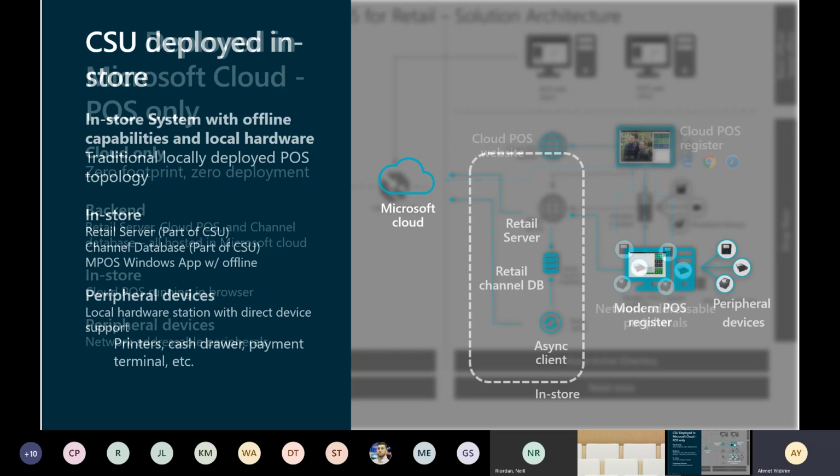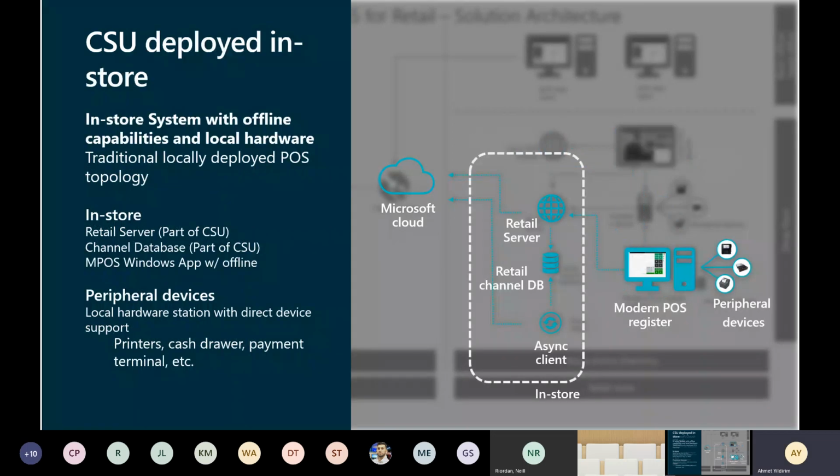So after that, we have the cloud scale unit deployed in store architecture. As you see, now we have this in-store cloud scale units, formerly known as retail store scale units. Now we have the retail server, retail channel DB, and async client in it. And in this scenario, the modern POS interacts with this inside the store. It's installed in store, and after that, the cloud scale unit, the retail store scale unit, communicates with the Microsoft Cloud in this sample. So this is the second scenario.